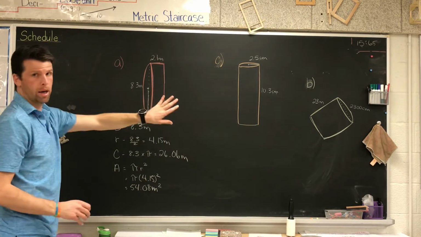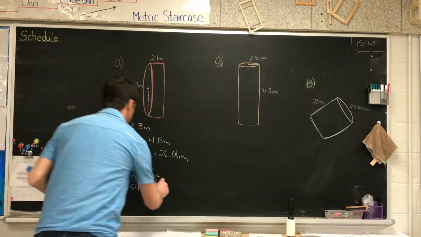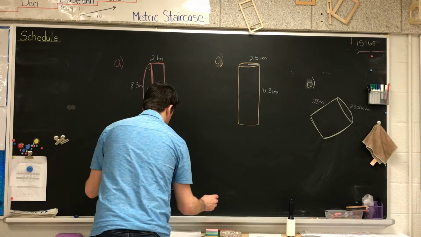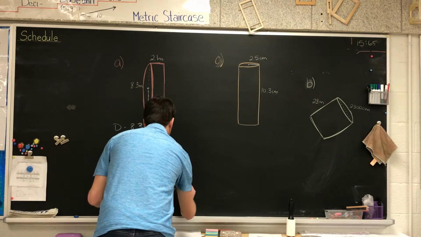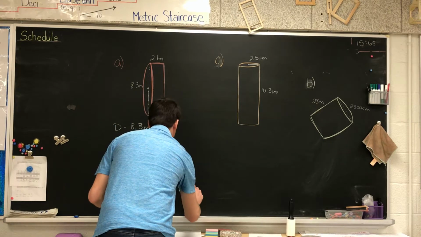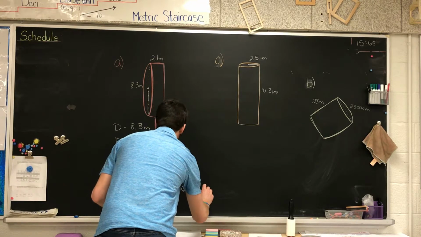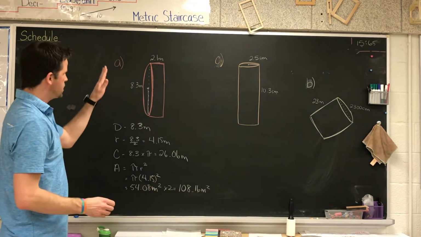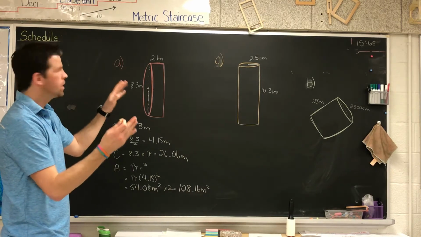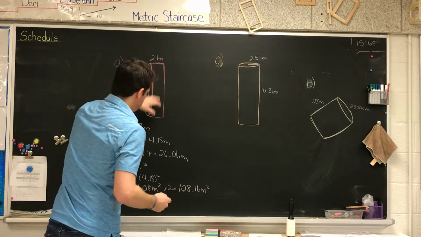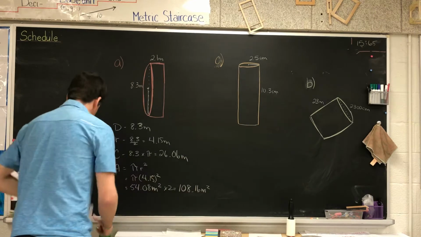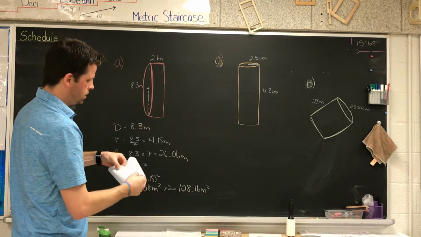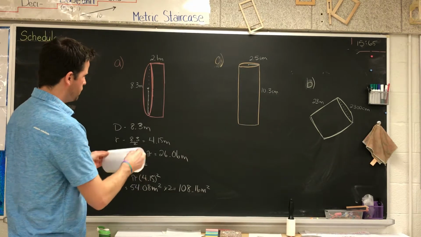We know there's a top and a bottom. So we're going to times that by 2. We're going to double that. So we're going to get about 108 and 16/100 meters squared. And that gives us the area of the top and the bottom circle. Now we need to find the area of the actual cylinder itself. So now we're finding the area of basically kind of this sheet of paper, if you want to think of it that way.